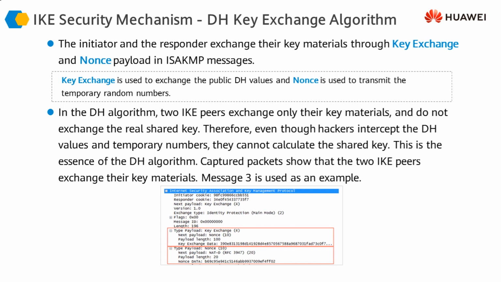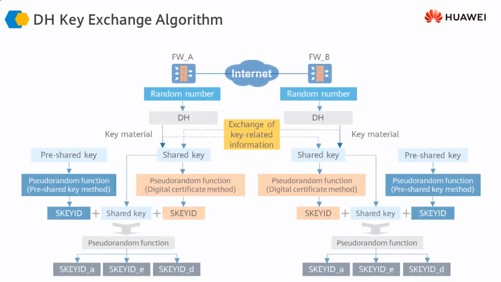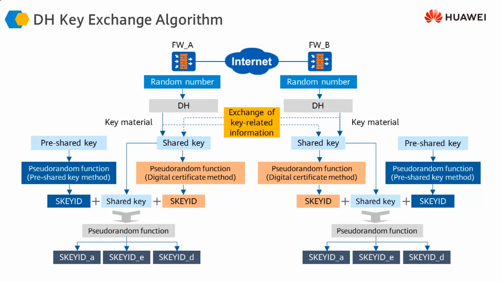This is just showing the different payloads, the key exchange and the nonce payload, between the two peers. This explains the DH key exchange mechanism in a little more detail. Either we can have a pre-shared key, or we can use the digital envelope or RSA mechanism for exchanging the keys. Or we can use a shared key which is going to be shared between the two using the Diffie-Hellman algorithm, or DH algorithm.